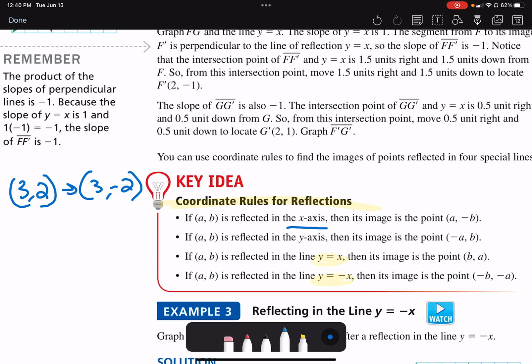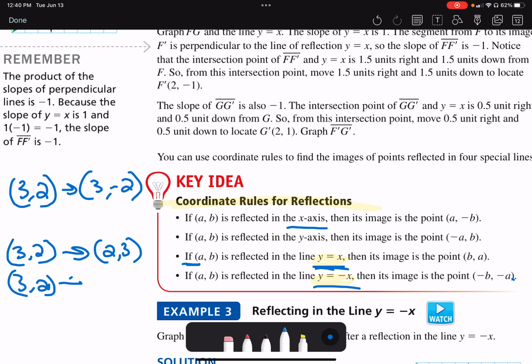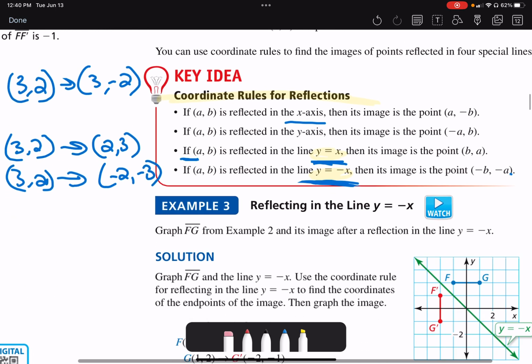Pretty simple. For y is equal to x and y is equal to negative x, let's do that one, right? So let's do this first one right here. If that's 3, 2, and it says reflected over y is equal to x, then its image is going to be the point B, A, which is going to be 2, 3. And then if I have 3, 2 again, and they want us to reflect over y is equal to negative x, then it's going to be negative b, negative a. So negative 2, negative 3. And those are pretty easy to follow.